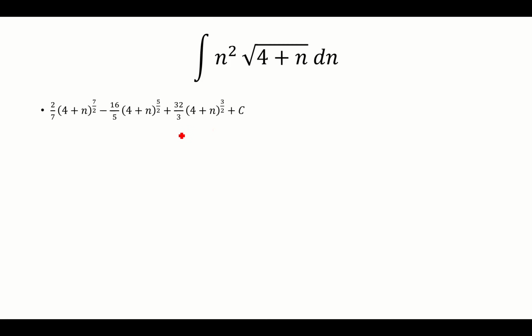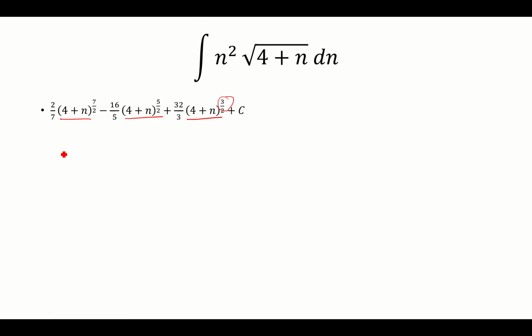Now this, you can stop right here and say this is the answer, but if you want to go a step further, you can factor out a 4 plus n, and then to see the exponent, you always choose the smallest exponent. So for us, the smallest exponent is 3/2. And then we want to see what 2/7, 16/5, and 32/3 have in common, like what common denominator. That's going to be a denominator of 105.